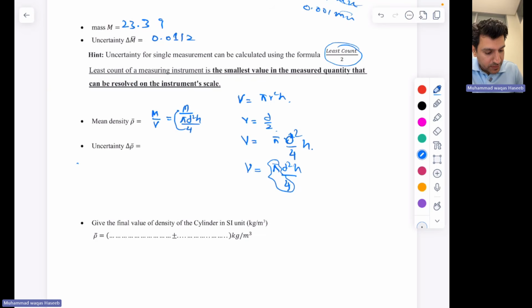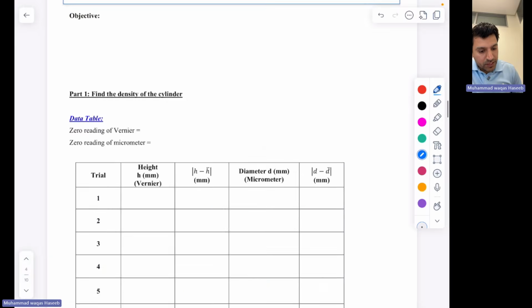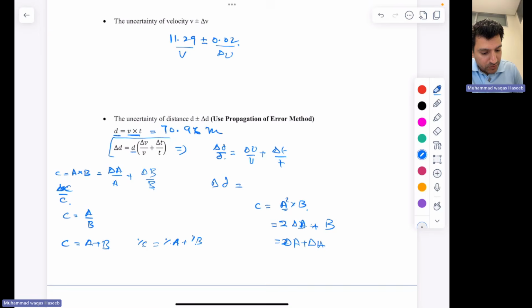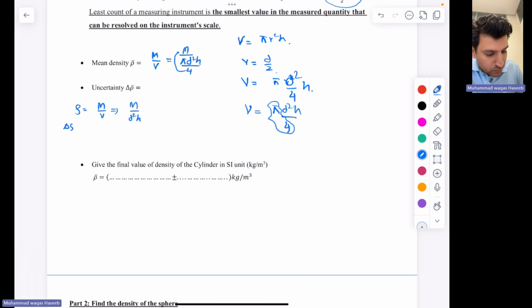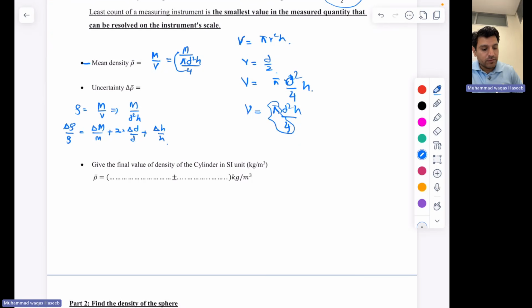Now the uncertainty in your density. If you see, the formula for density is mass per unit volume, and volume is d square h. In the previous case, we calculated the uncertainty using this formula. So how do we write the uncertainty, delta rho divided by rho? It comes from delta m over m plus 2 times delta d divided by d plus delta h divided by h. This is how you get the uncertainty in your density.